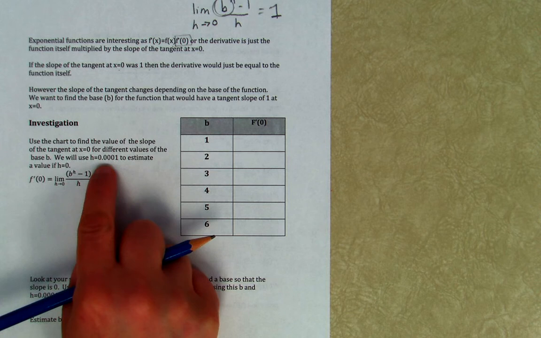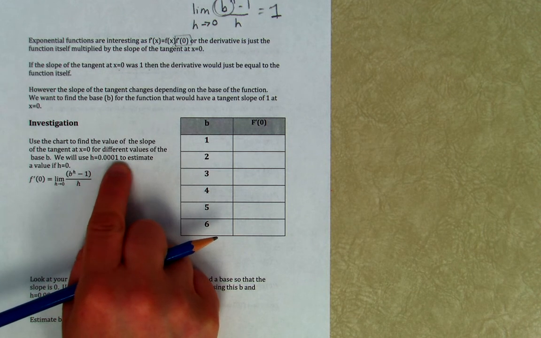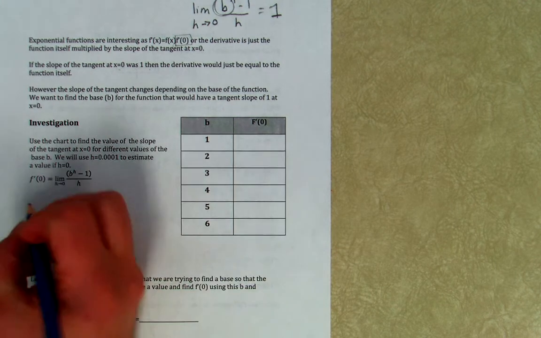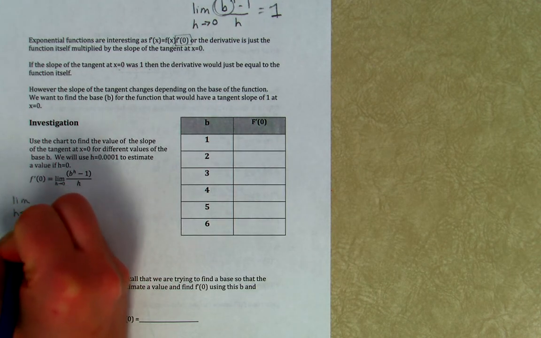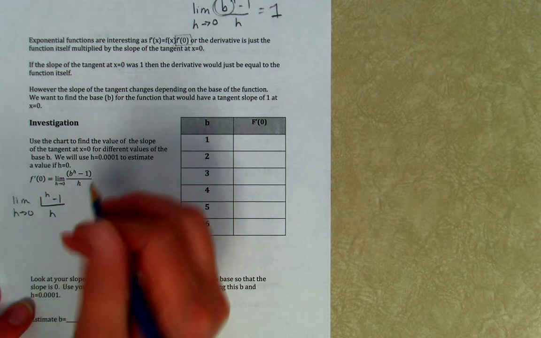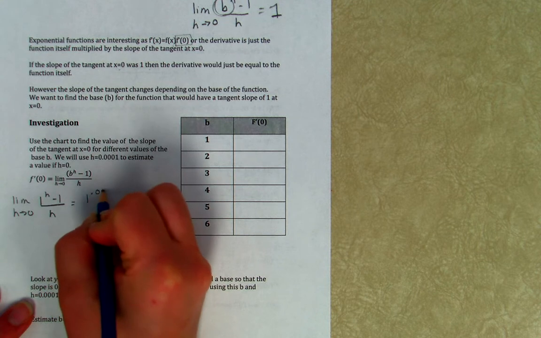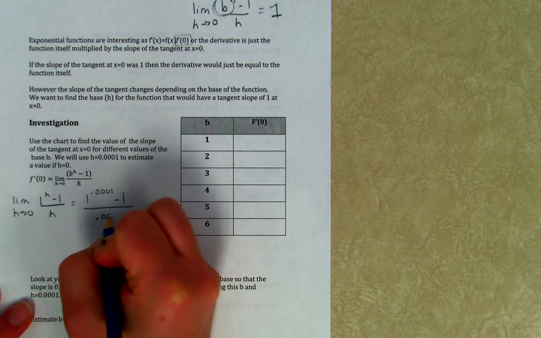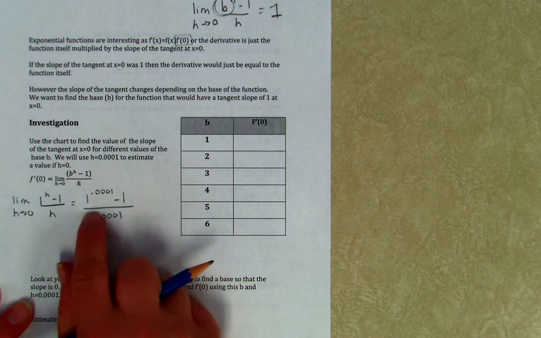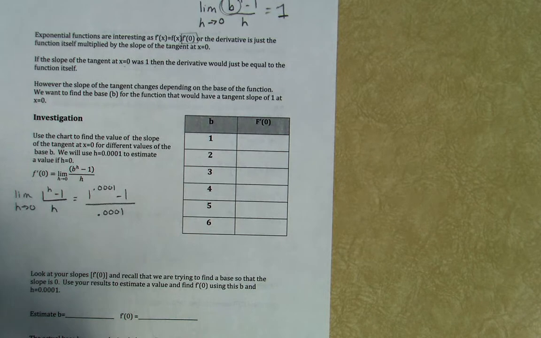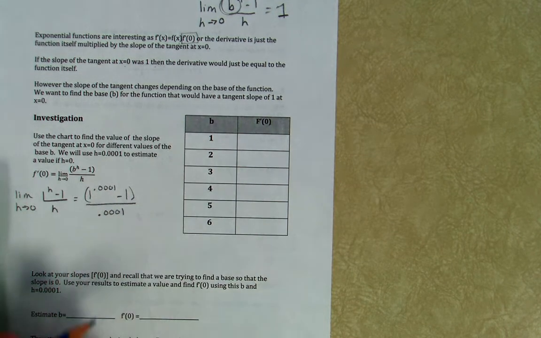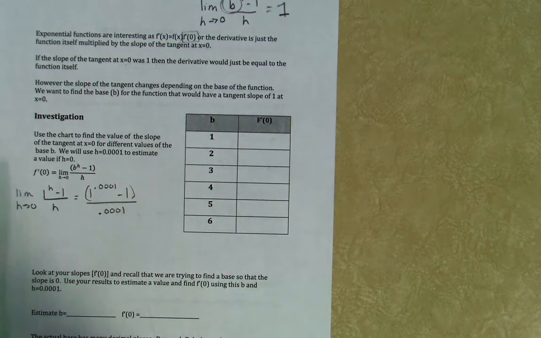So we're going to use a number close to 0, 0.0001, for our h, and we're going to change our b value. The first b value we're going to start with is 1. So I'm going to calculate the limit as h approaches 0 of 1 to the h minus 1 over h. I can't calculate this directly, but I'm going to use 0.0001 to estimate it. So I'm typing in 1 to the exponent 0.0001 minus 1 divided by 0.0001. I'm going to do it in my calculator. Please remember that there are implied brackets around the top of any fraction, so I'm going to hit the equal sign before I do the divide.